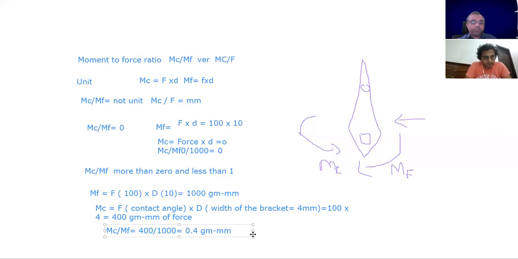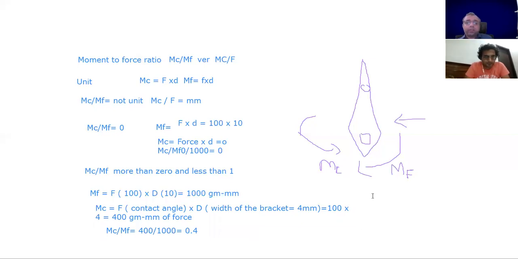Sorry, there's no unit when it's the moment of couple to moment of force ratio. So it's 0.4, which means it's greater than 0 but less than 1. And this means there's controlled tipping, because for bodily movement we need 250 grams of force, but we applied 100 grams of force. So there was some control of the retraction of the canine, but it was not full control.